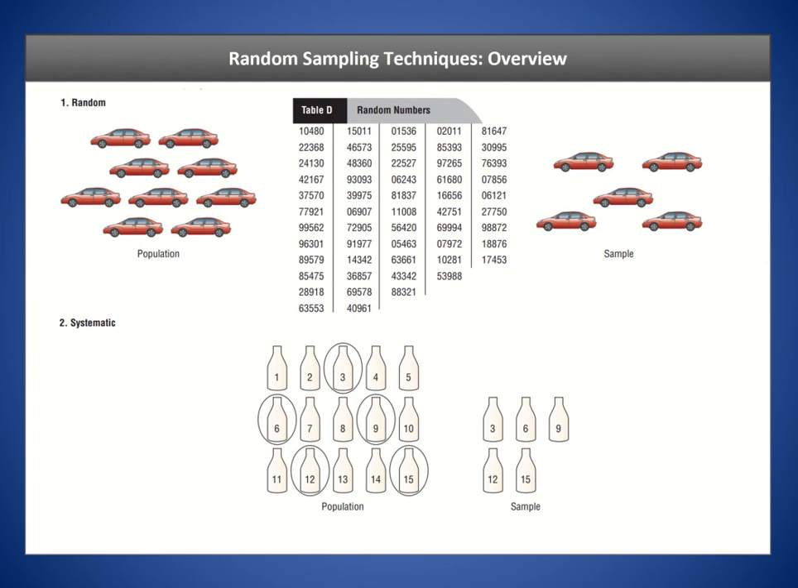This is the random. So we're using a random number generator or a random table of numbers and just randomly selecting those numbers and then using that to choose the cars. These might be identifying numbers for the cars, whatever numbers you want to use for the car, and then make sure you pick them out randomly. And then systematic, you're choosing every third, or in this case, every third bottle.